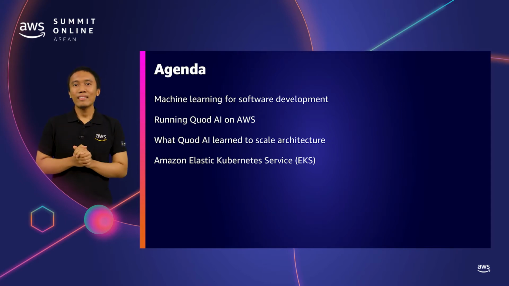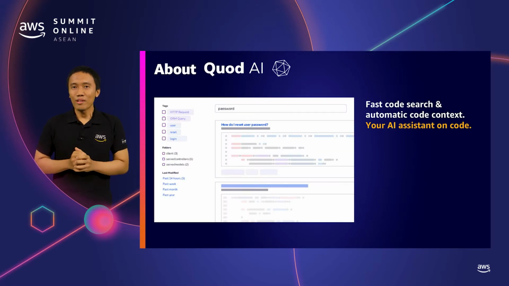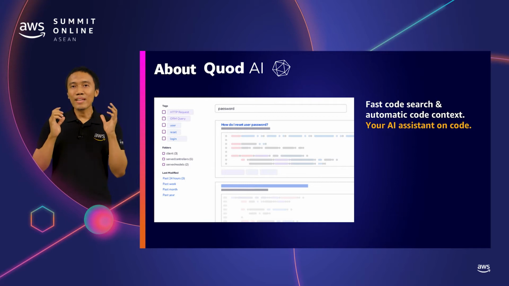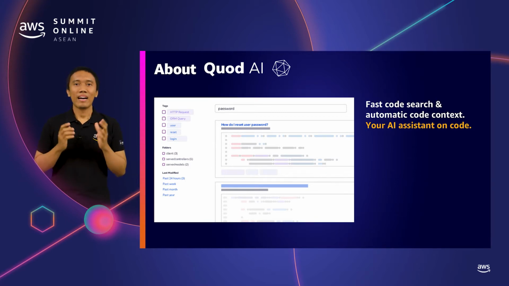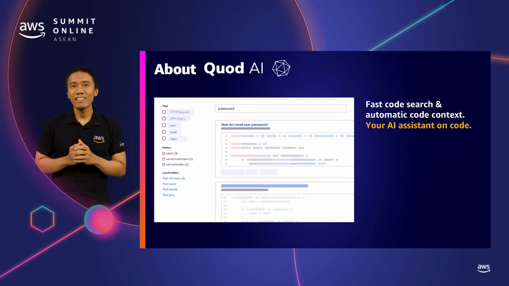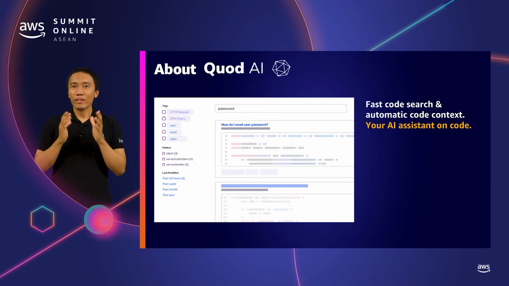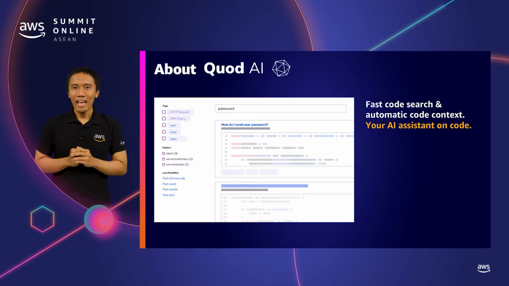Let me first introduce you to Quod.ai. If you're a developer yourself, or if you are running a development team, you may contemplate at one point: wouldn't it be nice if I can do an intelligent search on my code base, find the relevant code chunk, and figure out who I can approach to get more information on the code chunk? We call this your AI assistant on code. And this is what Quod.ai provides.